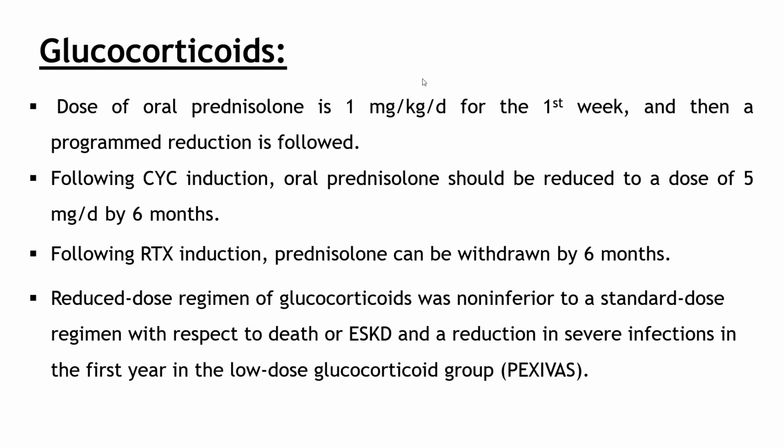So about glucocorticoid, the dose of oral prednisone is 1 milligram per kilogram per day in the first week. Some patients would start with pulse methylprednisolone, those who present with RPGN, alveolar hemorrhage, or severe disease. Then you could have a withdrawal of glucocorticoid. Following cyclophosphamide induction, oral prednisone should be reduced to a dose of 5 mg per day by 6 months. And following rituximab induction, prednisolone can be withdrawn at 6 months.